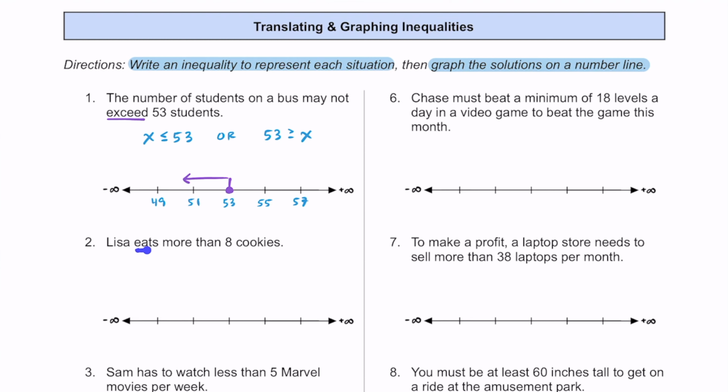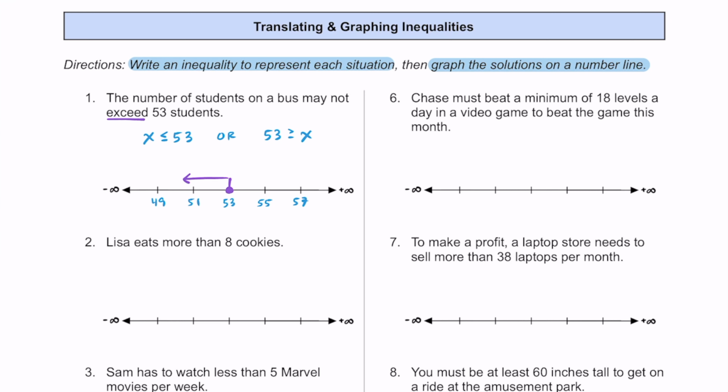For number 2, Lisa is going to eat more than 8 cookies. So she's not actually eating 8 cookies, but she's eating more than that, right? So I'm going to use the variable C here. You can use a different variable if you'd like. I'm going to say C is greater than 8, right, because she's eating more than 8 cookies, not 8 cookies. So 8.1 or 8.2 is fine. If C is greater than 8, you can also say that 8 is less than C. Both of these are okay, but typically, again, we use the one on the left just because the variable's first.